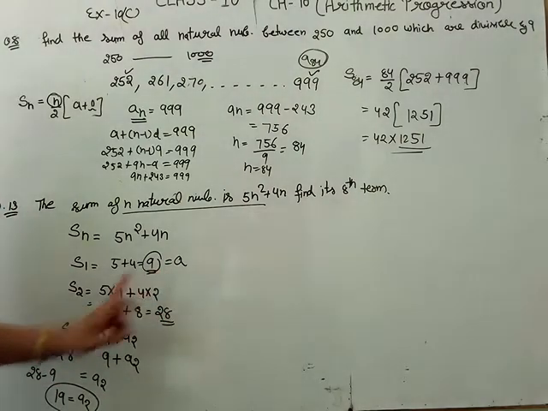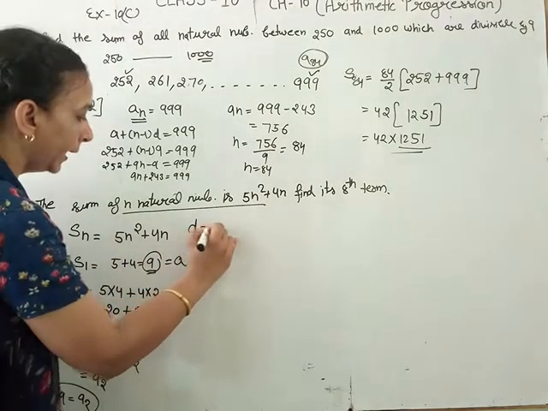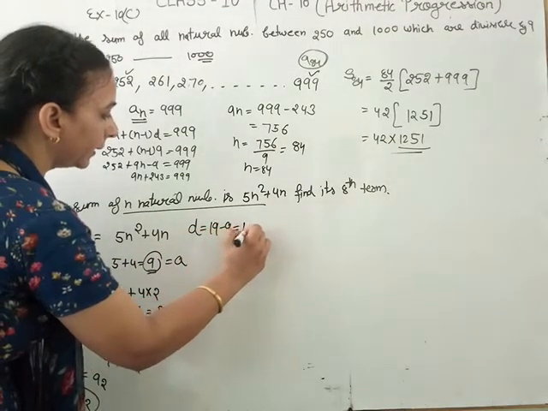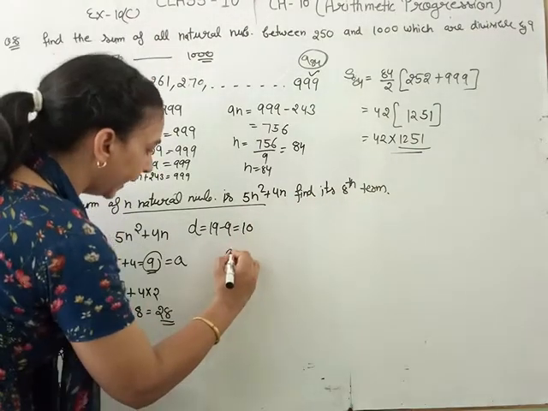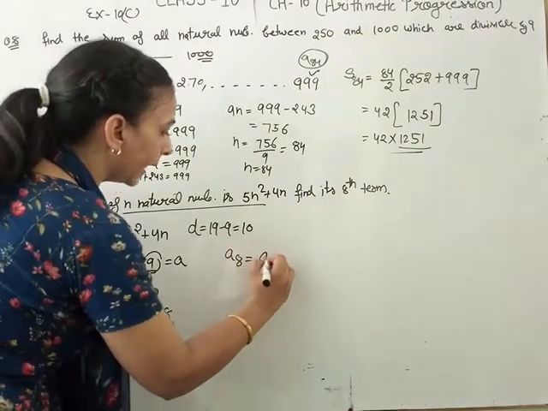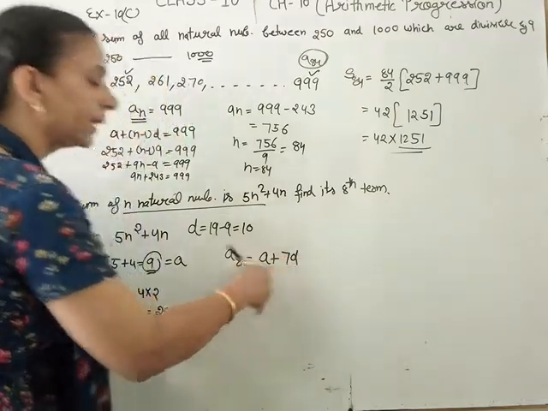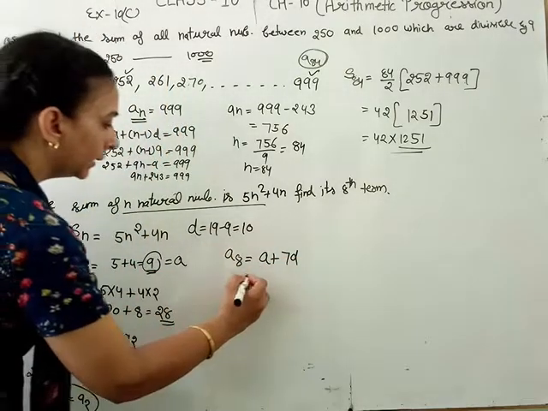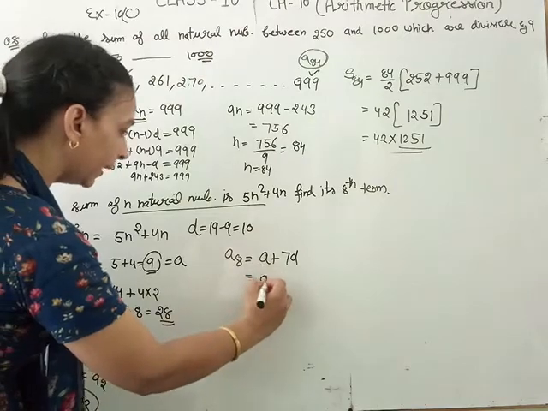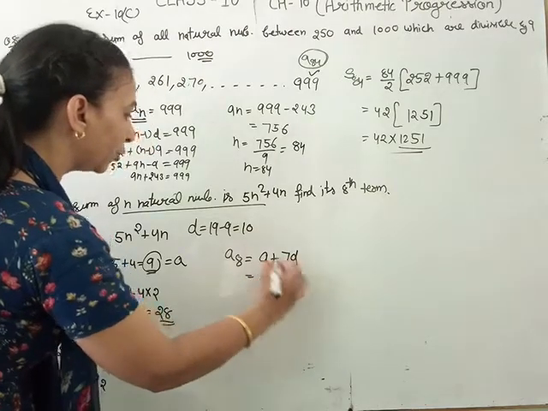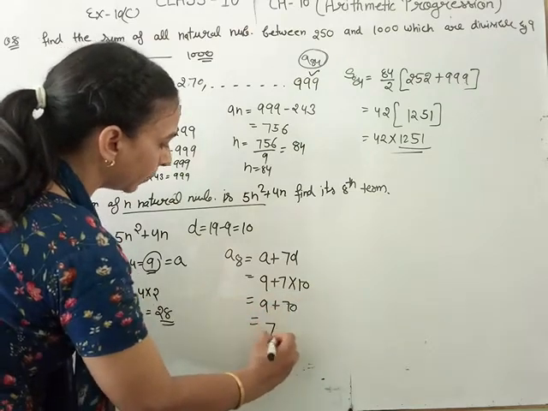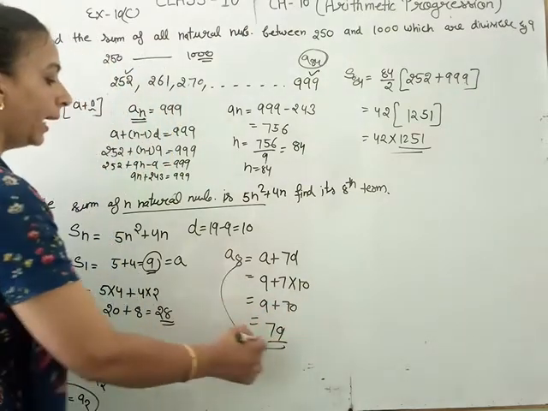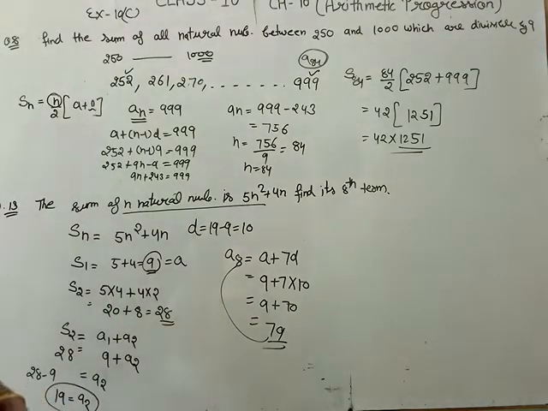First term is 9. Second term is 19. From this we find D equal to 19 minus 9, and that is 10. Okay. We find the 8th term. What is the 8th term? The 8th term is A plus 7D, meaning A plus (8 minus 1)D. Then, putting 9 in place of A and 10 in place of D, 9 plus 70 equals 79. Okay, then the 8th term is 79.